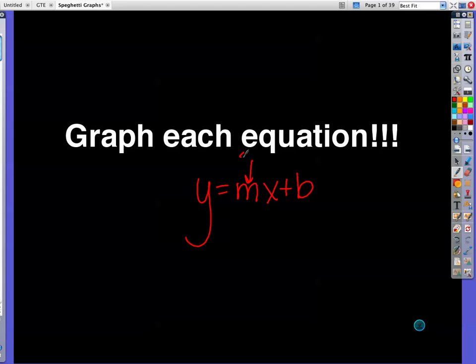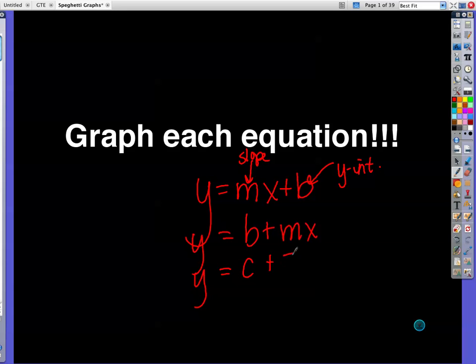The m is your slope. The b is your y-intercept. It does not have to go in this order. It can be y equals b plus mx. And it doesn't even have to be a b or an m. It could actually be y is equal to c plus zx. The number next to your x is still going to be your slope. The number that's all alone, the lone number, is going to be your y-intercept.